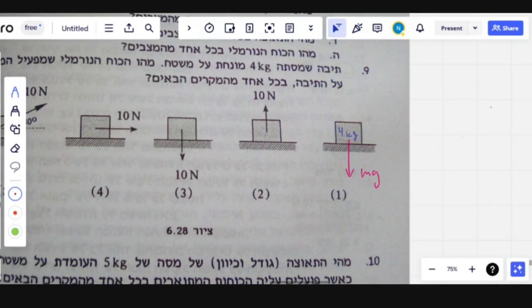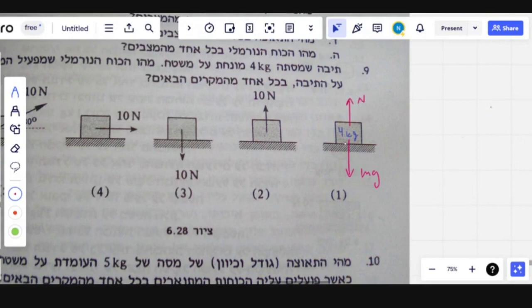Look, we have a force mg down here. Do we have any other force? Yes, the normal force, upwards, because otherwise the box would accelerate downwards. If we didn't have the normal force upwards, this box would accelerate downwards. So we must have this normal force upwards.